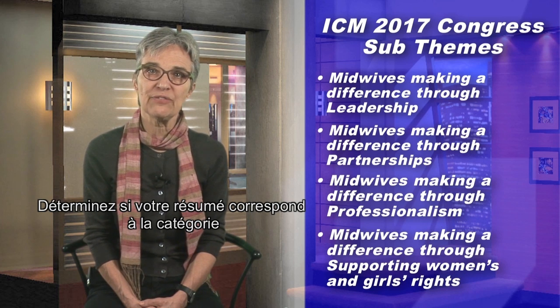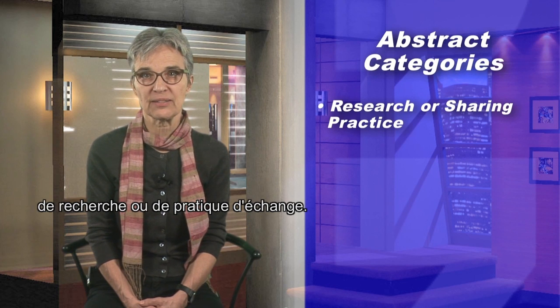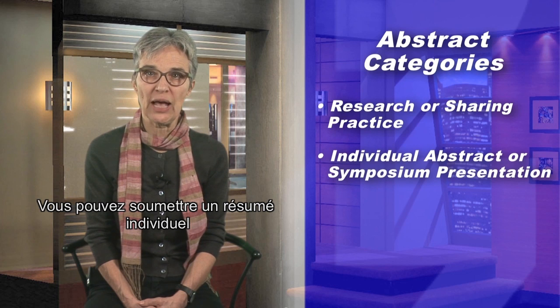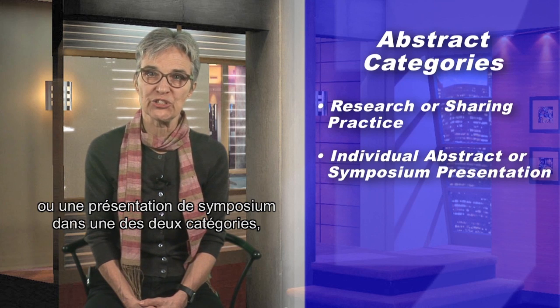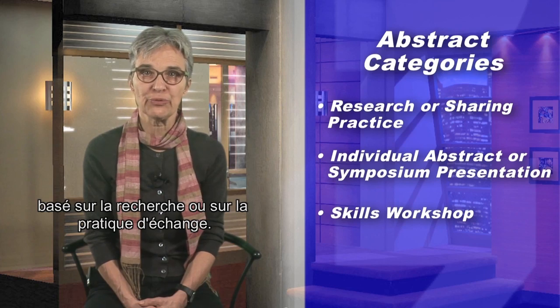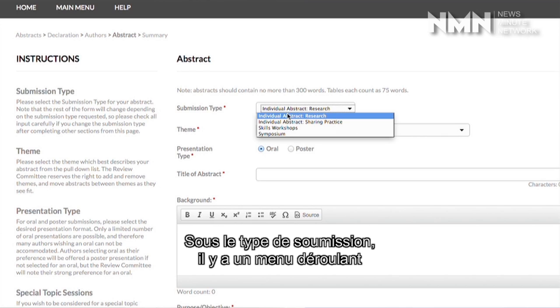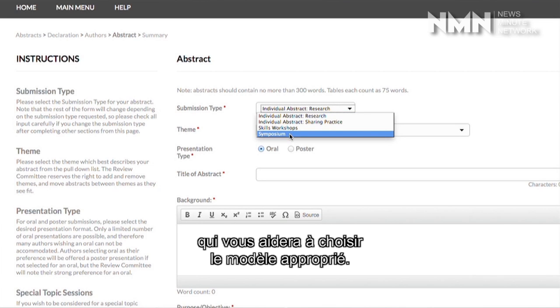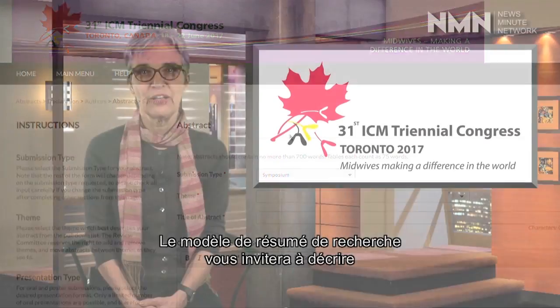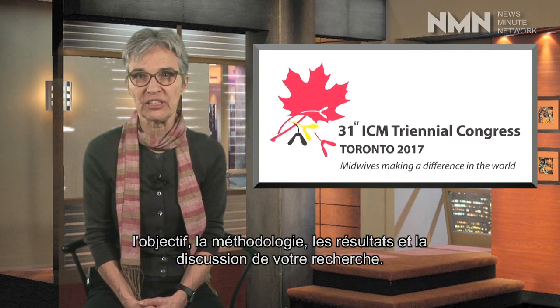You need to decide if your abstract fits under the category of research or sharing practice. You may submit an individual abstract or symposium presentation under either category. Or you can submit an abstract for a skills workshop based on either research or sharing practice. There is a drop-down menu under submission type, which will help you to select the appropriate template. The research abstract template will prompt you to describe the purpose, methodology, findings, and discussion of your research.